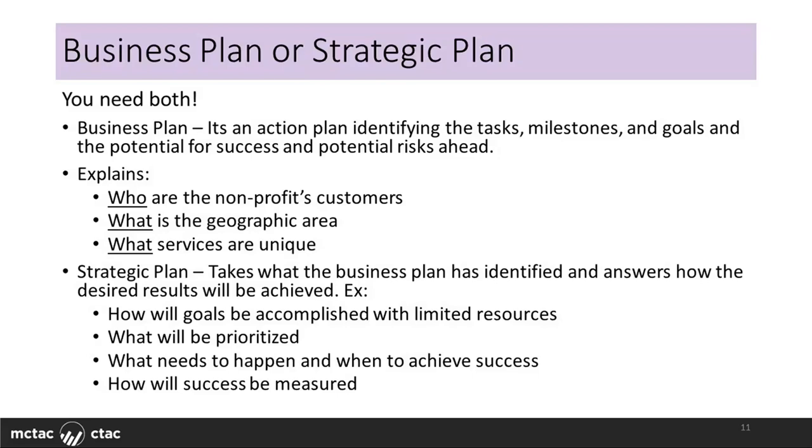Different from a strategic plan, the strategic plan takes what the business plan has identified and answers more specifically how the desired results will be achieved. Examples, how will goals be accomplished with limited resources? So you have your goals, that's identified in the business plan, but what are you going to do? How are you going to accomplish these goals? How are you going to identify your objectives and measure those accomplishments? What will be prioritized? Especially when you have limited resources, and maybe you have a plan in your business plan where you want to accomplish a lot, but you can't do it all at once. So how are you going to triage and prioritize? Which means, what needs to happen and when to achieve success. And specifically, and very important, is how will success be measured?